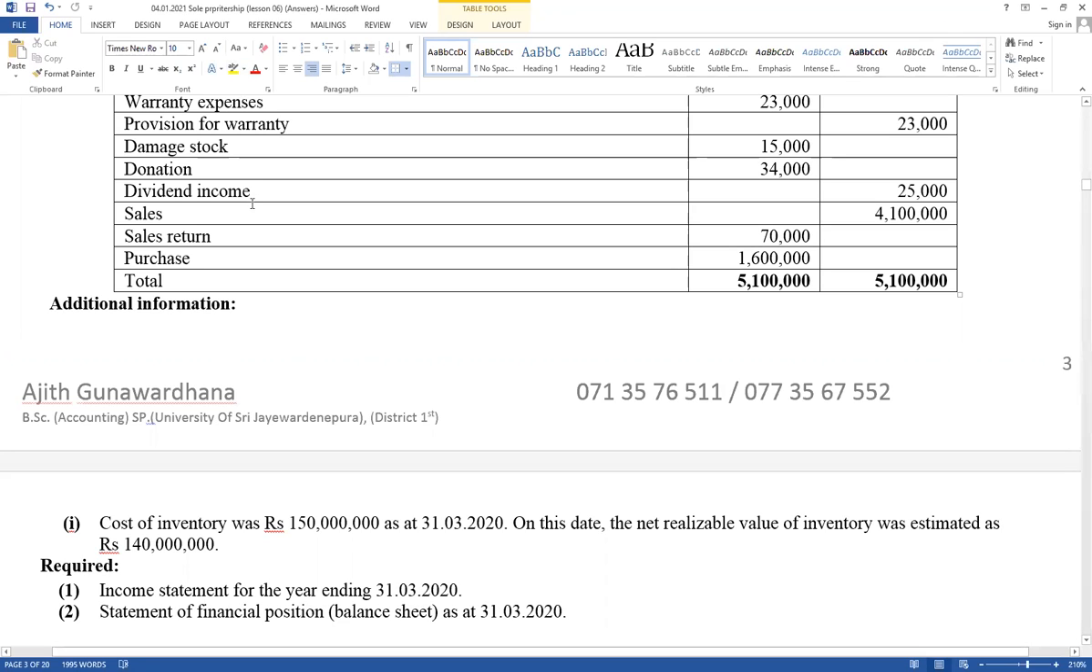Right, in this example, only one adjustment is given. When we are going to prepare a financial statement based on the trial balance, the additional information should be dealt with from the beginning. Normally, additional information is not recorded yet in the ledger. Therefore, you have to apply the double entry system.